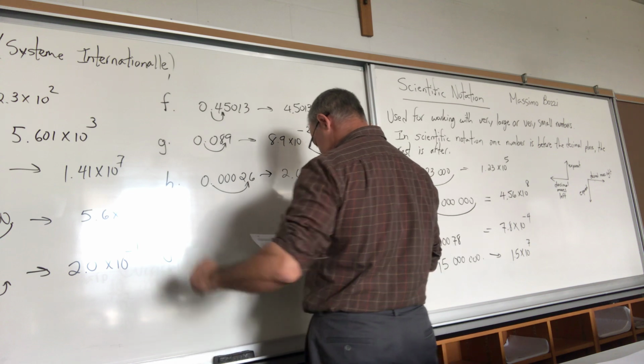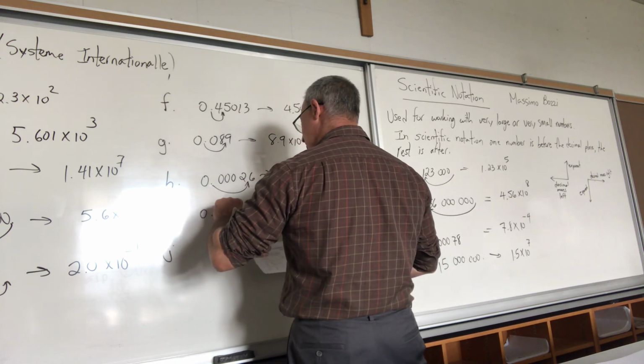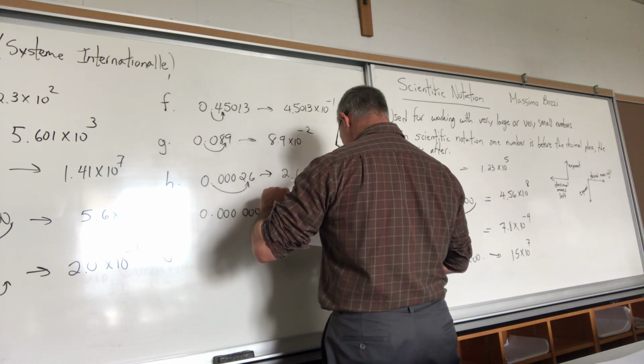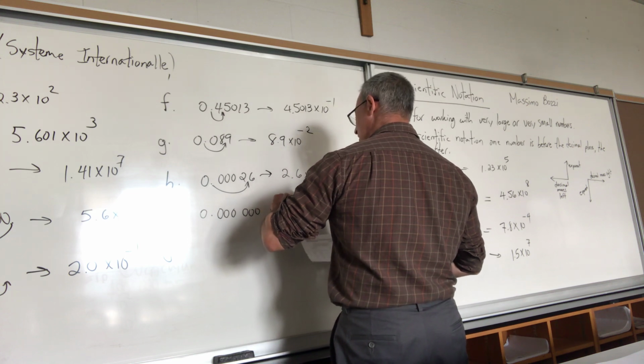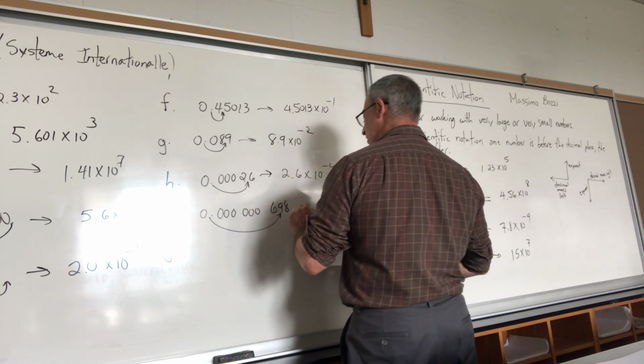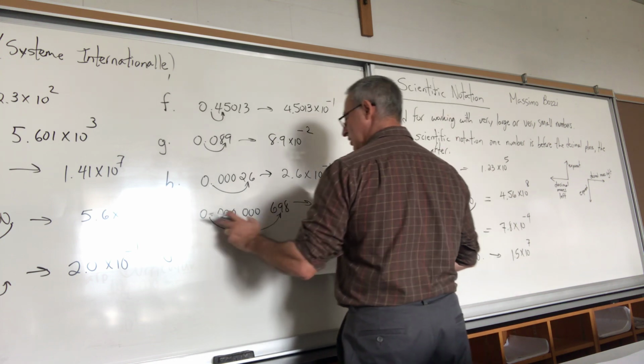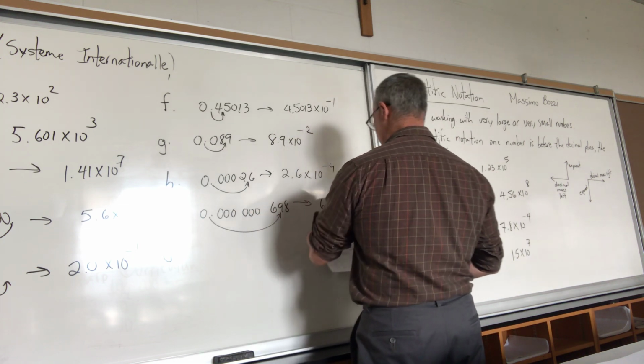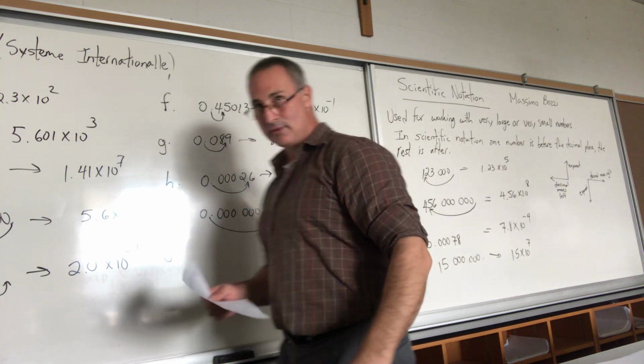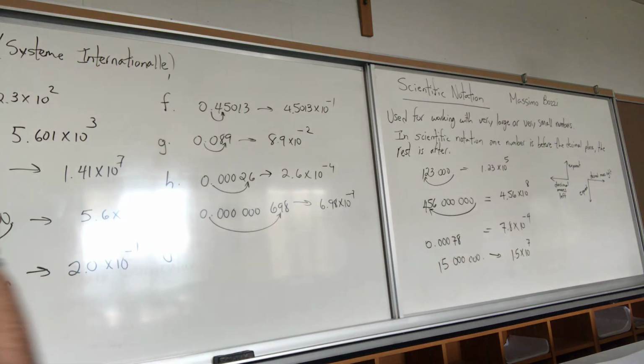0.30698. You want the decimal place to move up to here, so it's going to be 6.98 times 10 to the power of -7. Anybody get that? Nobody got that?